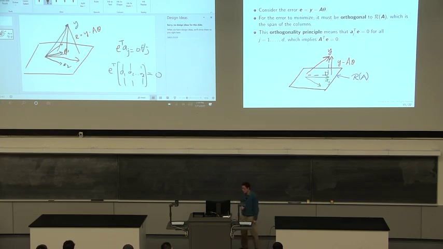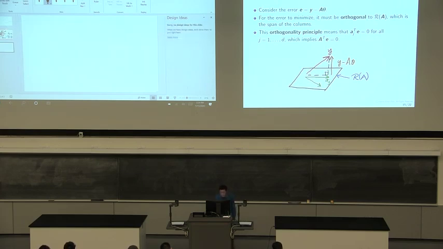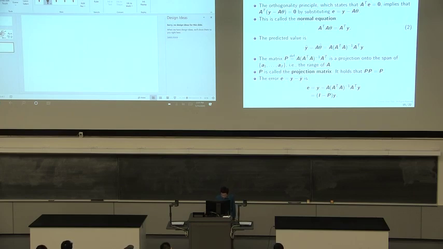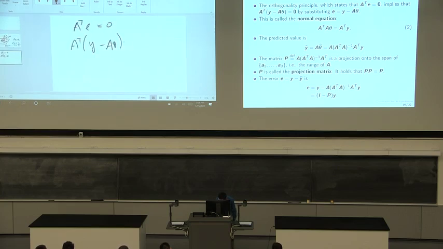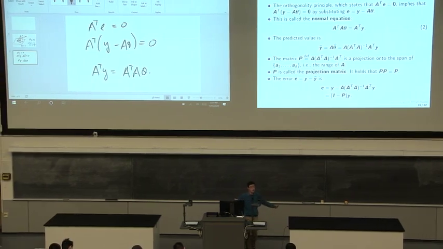Okay. Now I can rewrite this equation as just A transpose E equals 0. So if you have A transpose E equals 0, and I know that E is just y minus A theta, equals 0, then what do I have? I have A transpose y equals A transpose A theta. That is the linear regression solution.